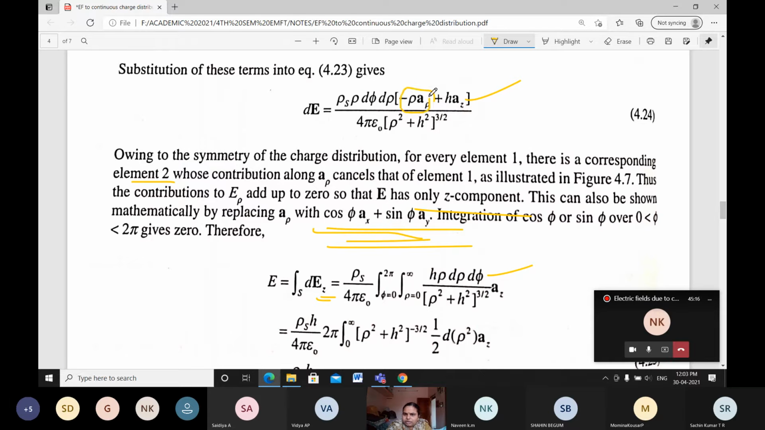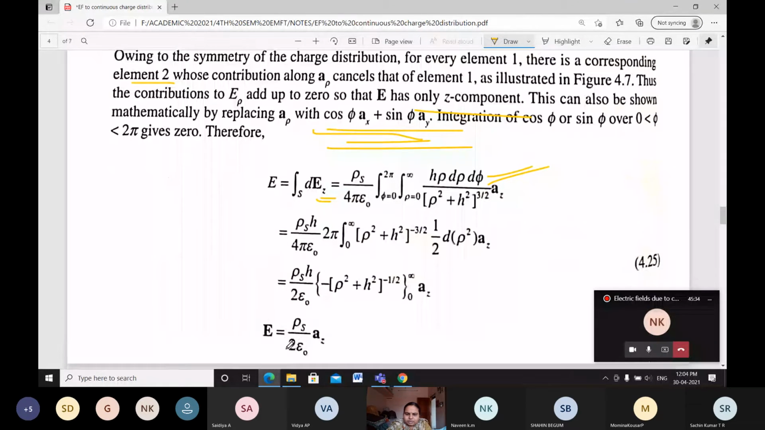This will be going off. So h into rho d phi d rho, here it is written. I hope you understood this point. Then the denominator part, (rho square plus h square) power 3 by 2, as it is. Then solve for this.